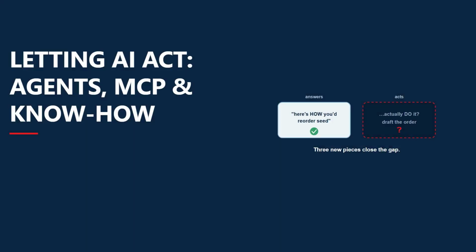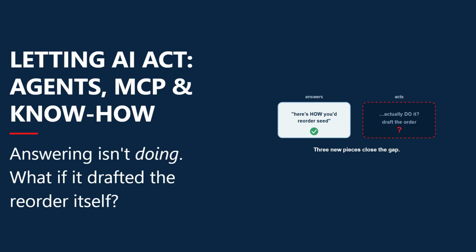So the assistant answers correctly now, but answering is not doing. Right now, it can tell you how you would reorder seed. It cannot actually reorder it. So here is the next step. What if it could check the stock, pull the recent usage, and fill out the draft order for you? To go from talking to doing takes 3 new pieces.